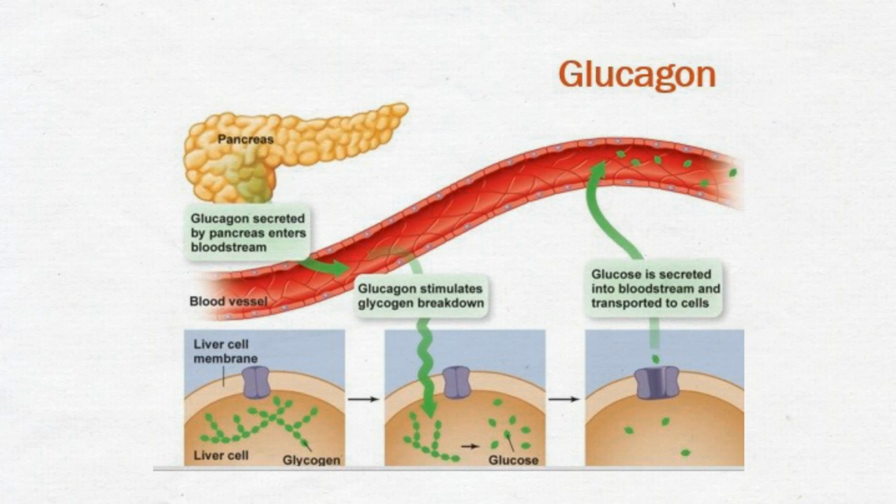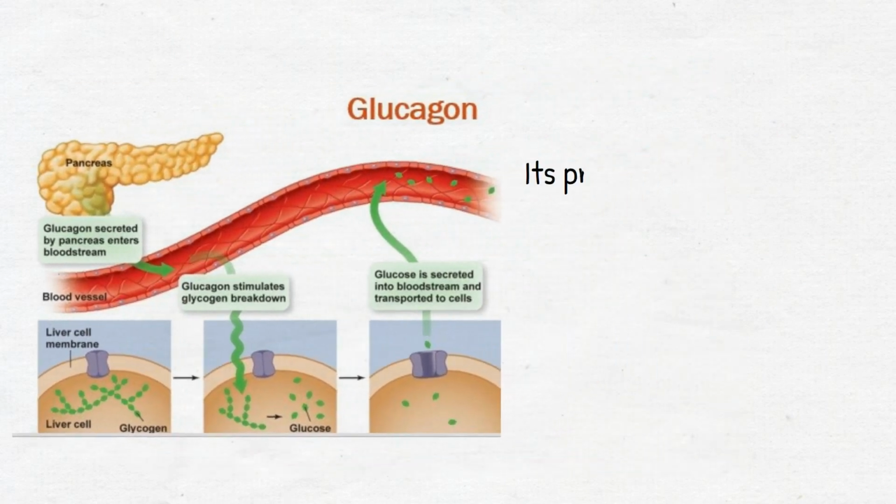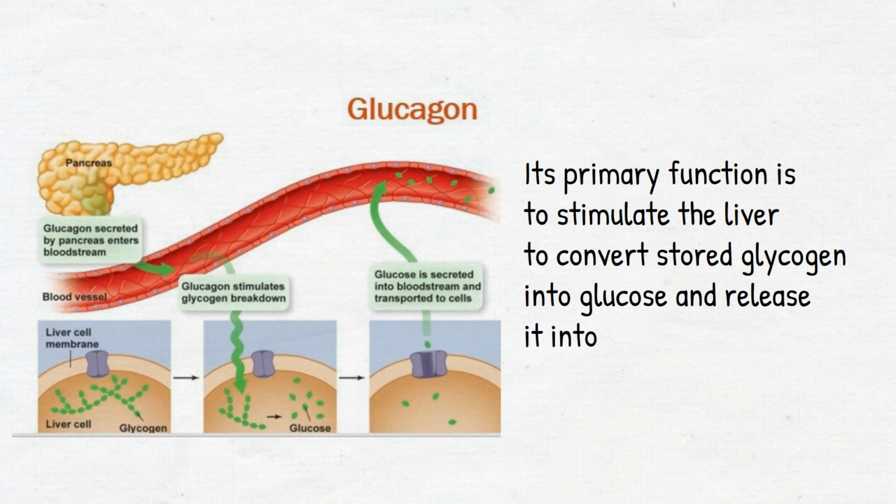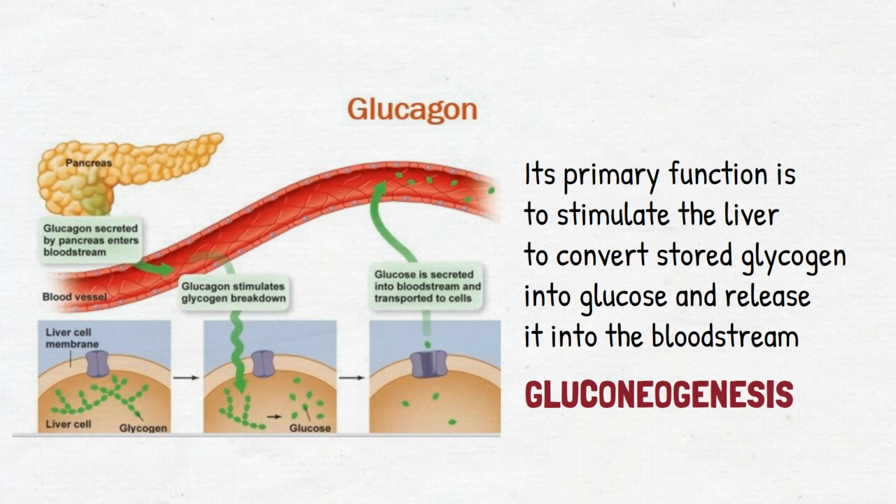Glucagon, on the other hand, is released when blood glucose levels are low. Its primary function is to stimulate the liver to convert stored glycogen into glucose and release it into the bloodstream. This helps raise blood glucose levels. Glucagon also stimulates the process of gluconeogenesis, the production of new glucose from amino acids and other non-carbohydrate sources.